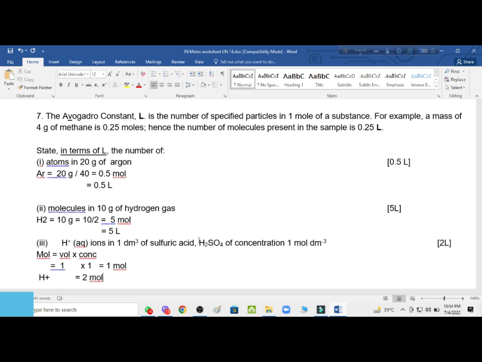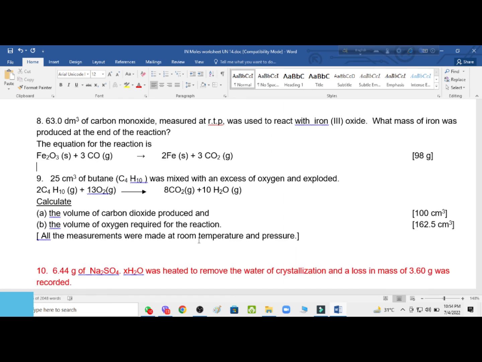Next question, percentage by mass. This is a very simple calculation. I'm not going to do that. You know this. And question 8 is another simple question that we need to do here.